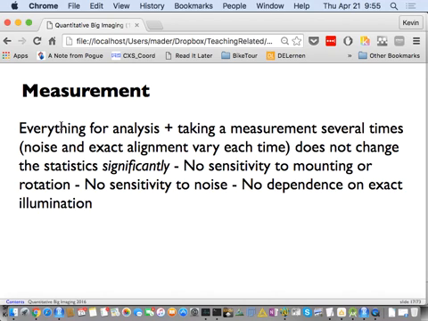This is where you need to measure all of your samples at different times, with lots of variation in the conditions, in the alignment, in the noise, in the temperature of your system, and then show that there's no change in the results, that the things you're measuring in these samples are consistent. You don't want the final results from your measurement to be sensitive to how the sample is mounted or rotated, to how much noise your system produces, or to the exact way you've illuminated your sample.